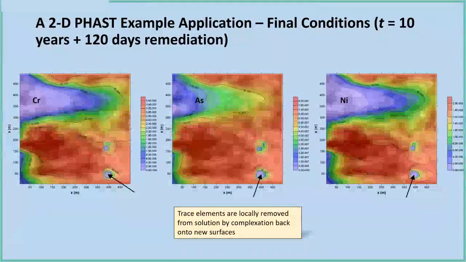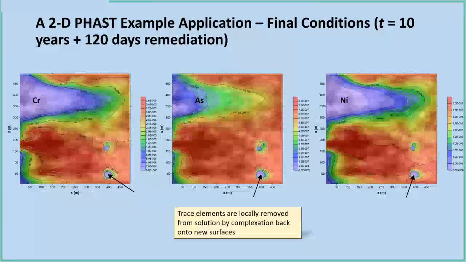Moving on to some of the trace elements, chromium, arsenic, and nickel, we see the same sorts of results. The trace elements are removed locally around the 2 injection wells because of the increase in pH. Primarily what happens here is these 3 trace elements are adsorbed onto, again, iron and aluminum hydroxides that precipitate near the injection wells.